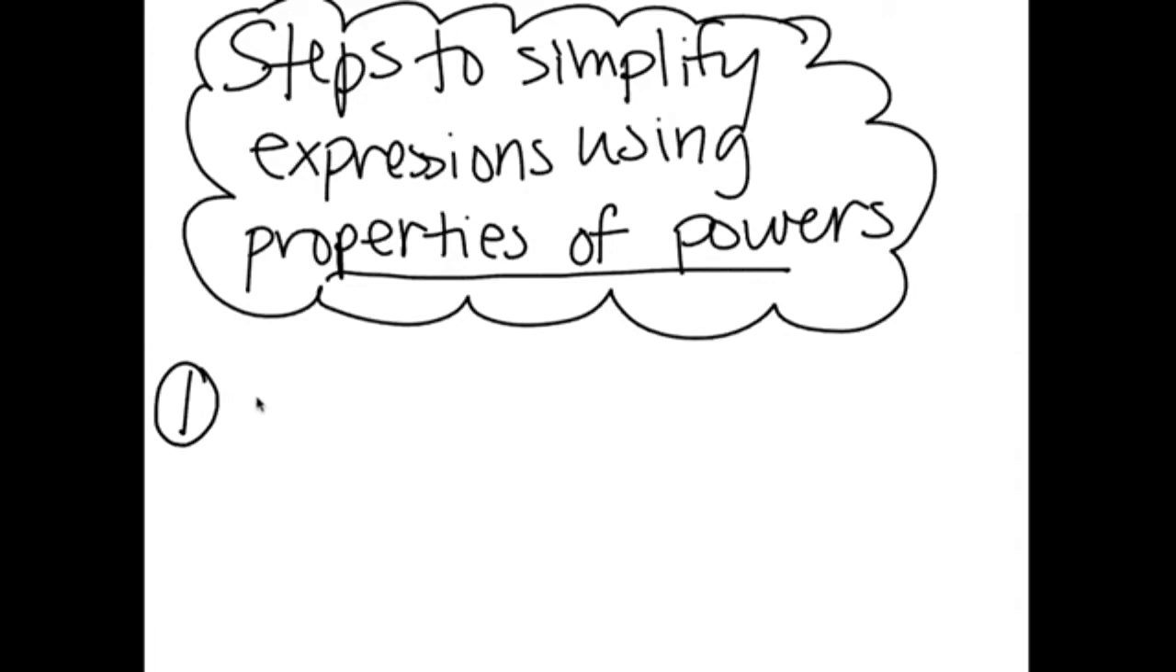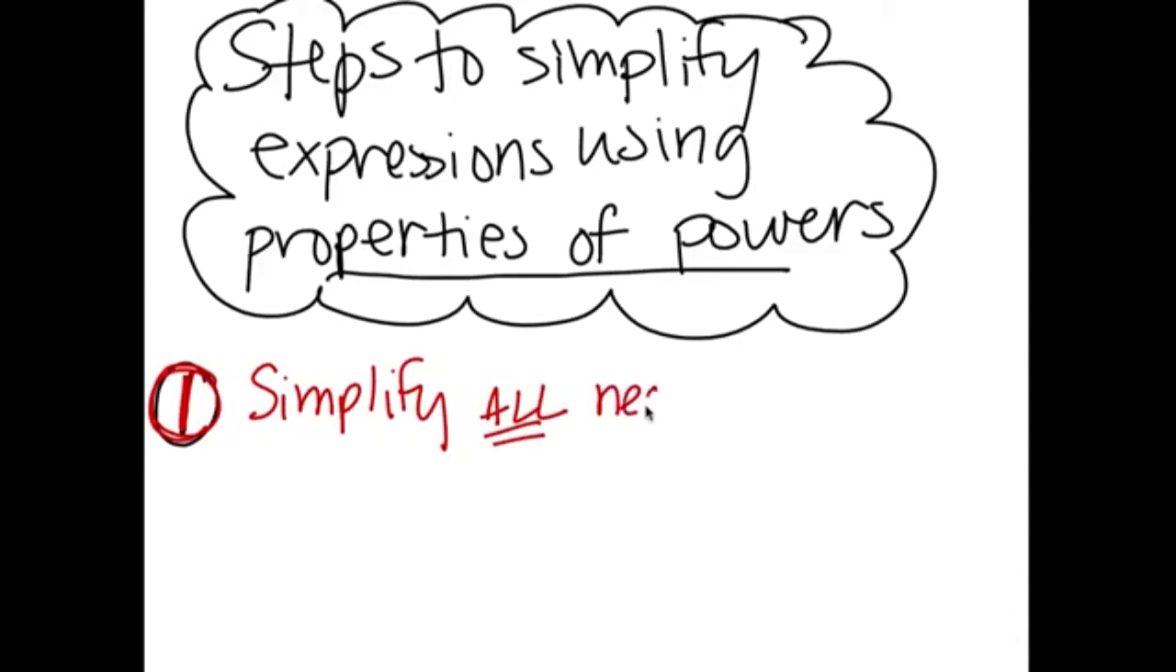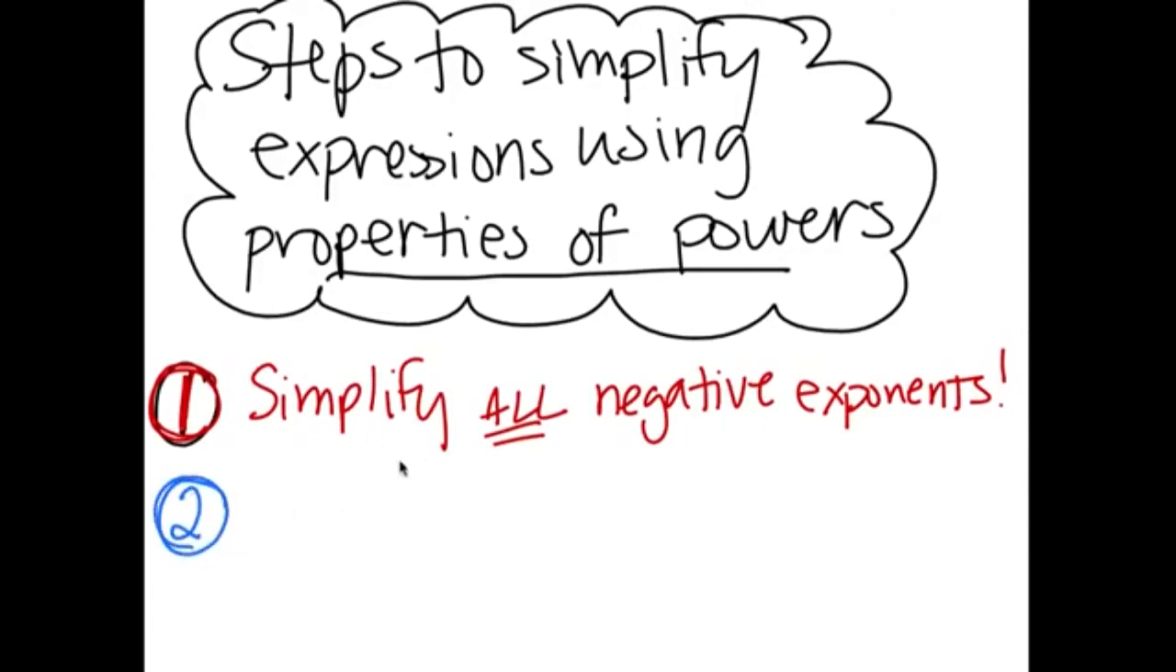So your first step is going to be to simplify all negative exponents. That can handle a lot of issues, is to get rid of your negative exponents from the very beginning. You could wait, but sometimes it makes things a little bit easier.